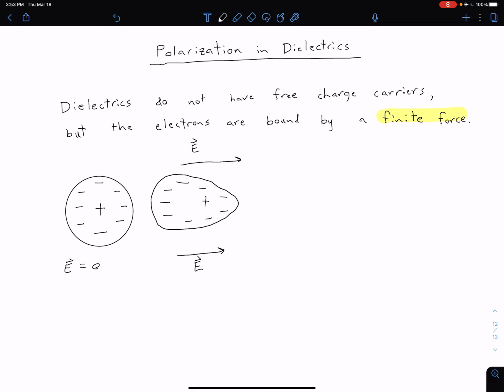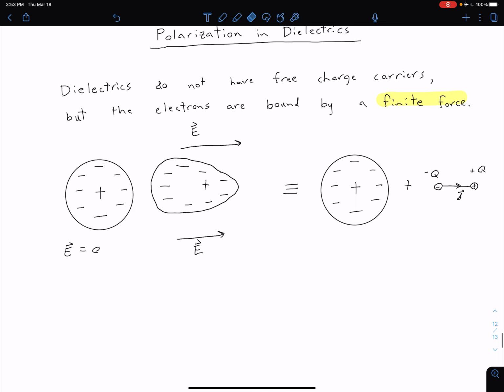And so what we can do is model this as being equivalent to that initial configuration. So let me just copy this initial configuration to make things easier. So this initial configuration plus a dipole. So we can say it's equivalent to that initial configuration, and then we have our dipole, which is going to have a negative and a positive charge. So we can call this our minus Q and our plus Q. And remember, we said this distance between is magnitude D, and it's a vector which is directed from negative to positive. Let me clean that up a little bit. Let's make that D a little more legible.